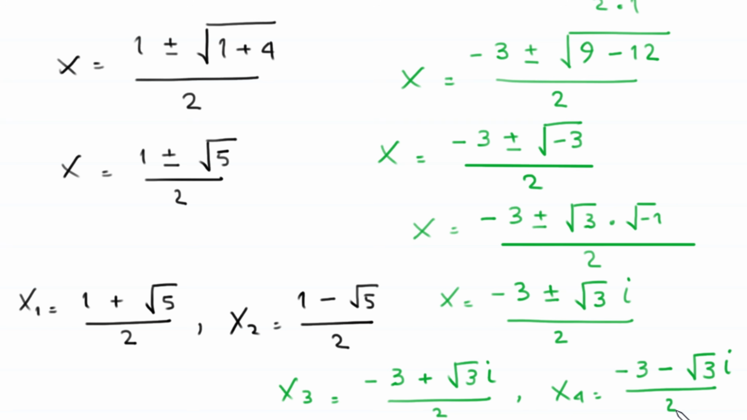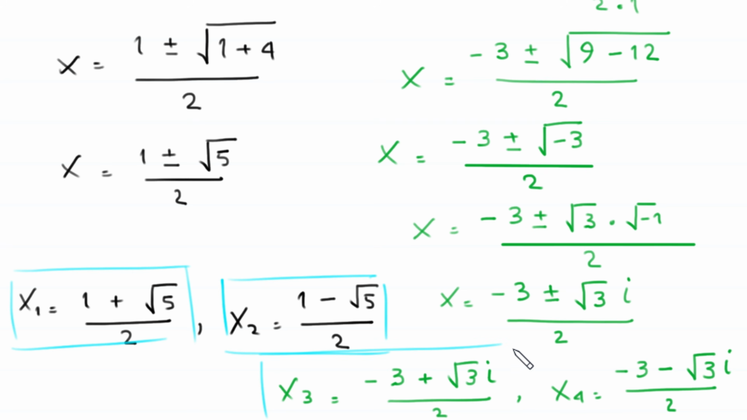So we have four solutions for this equation. First one is (1 plus root 5) over 2. The second is (1 minus root 5) over 2. And third is (negative 3 plus root 3 i) over 2. And fourth is (negative 3 minus root 3 i) over 2.